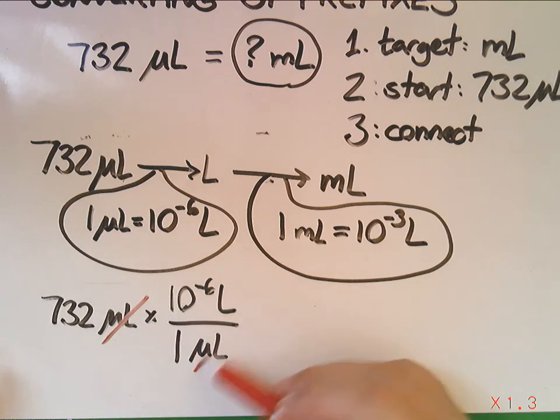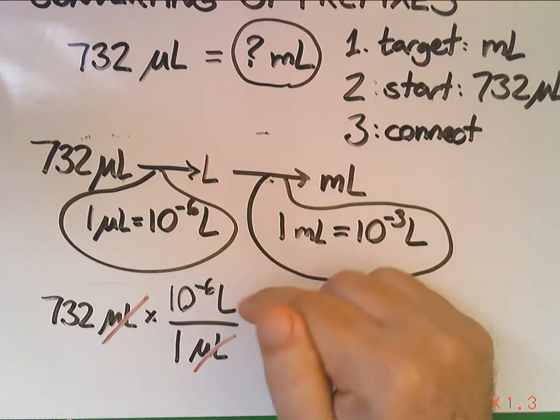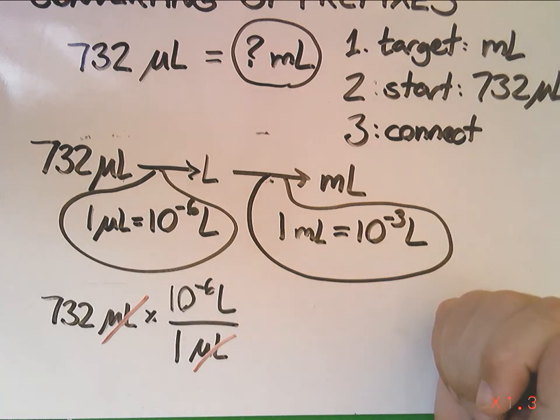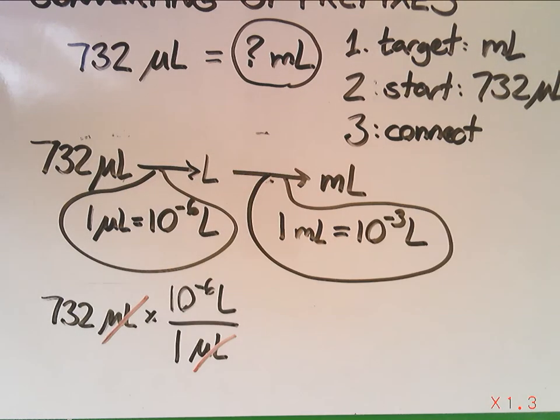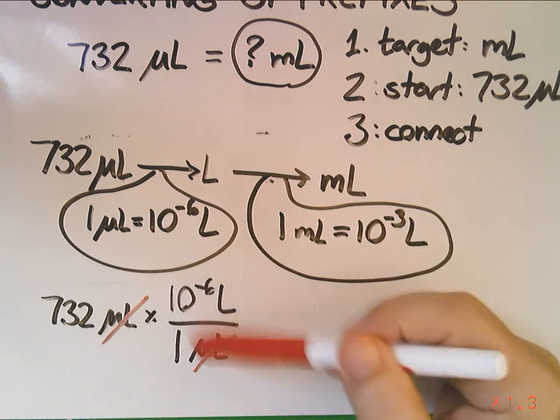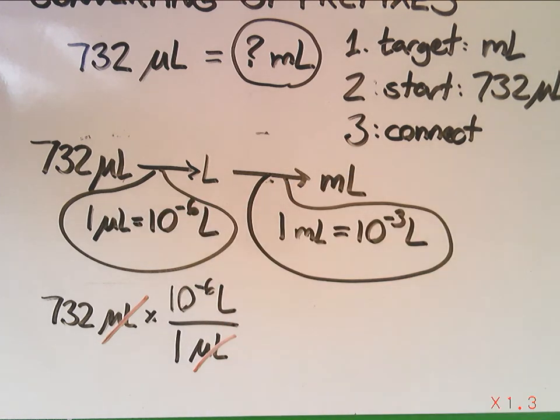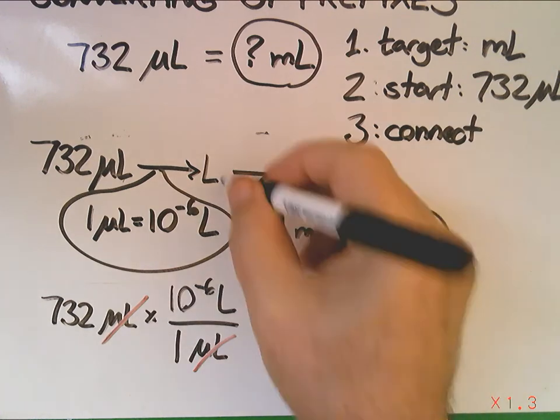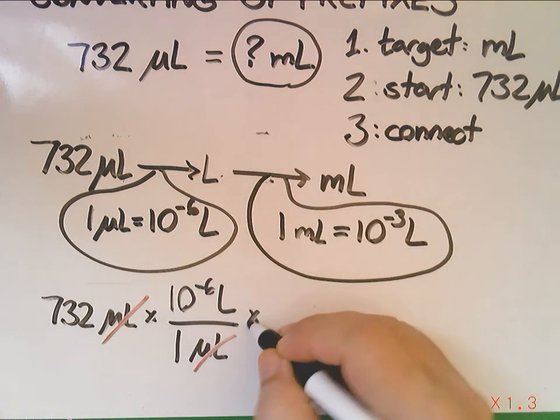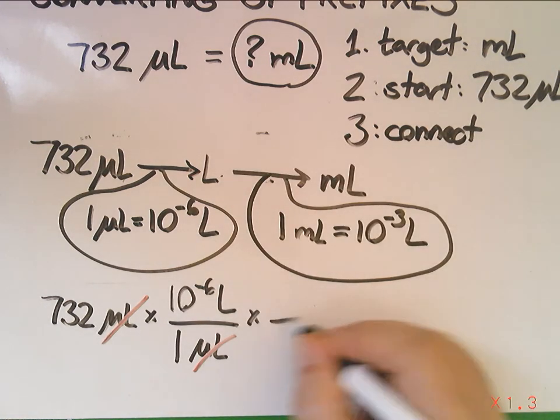The microliters on top and the microliters on bottom will cancel out, and I am going to be left with liters as my units. So this is how I can turn microliters into liters. I can look at it like this. I'm calling this fraction that I built out of the link a conversion factor. Now I can do this second jump on my roadmap as another conversion factor.